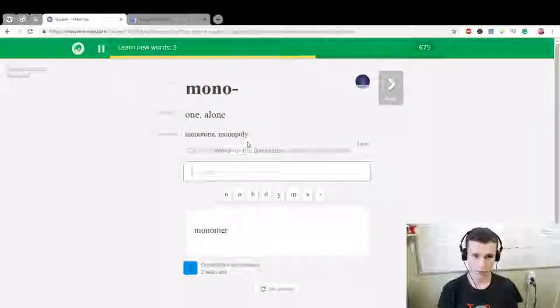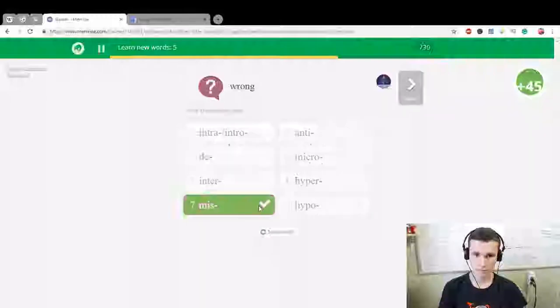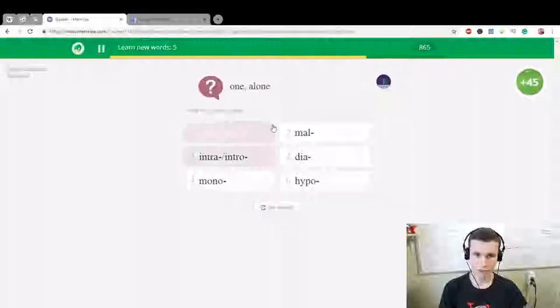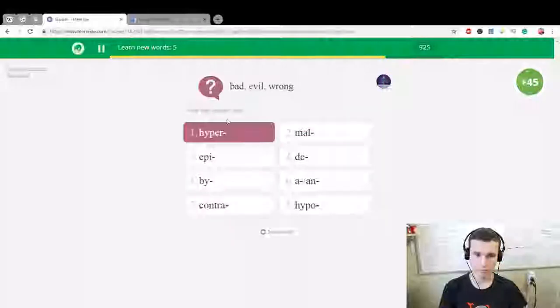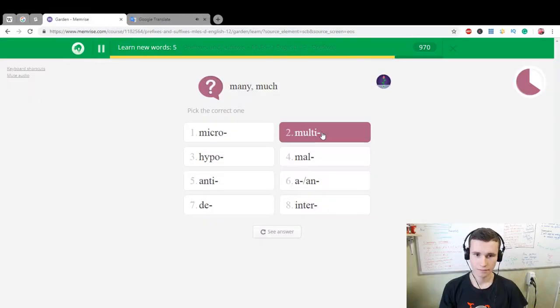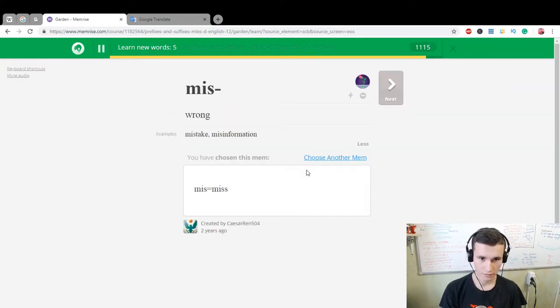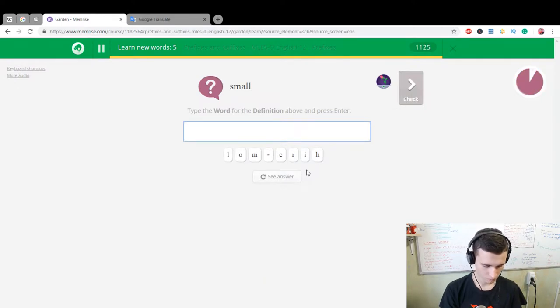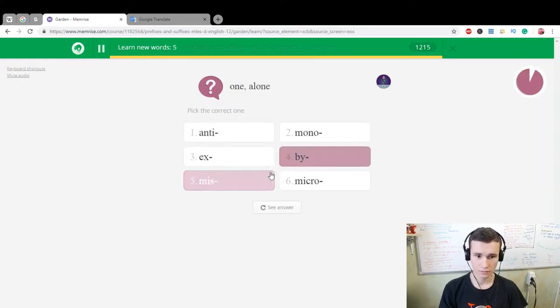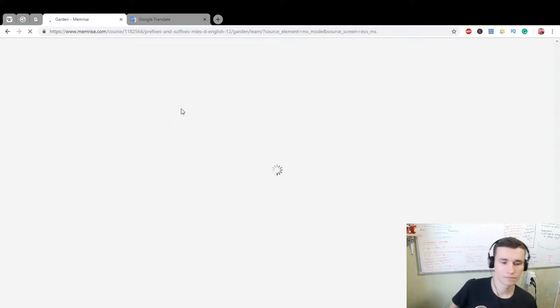I forget mono. Multi: many, much. Multilingual, multiply. Mal: bad, evil. Mis: wrong. Mono: one, alone. Micro: small. Good, we have achieved learning new words.